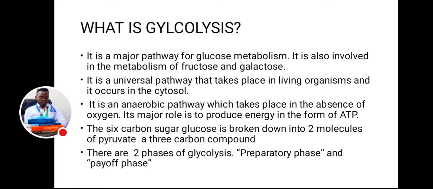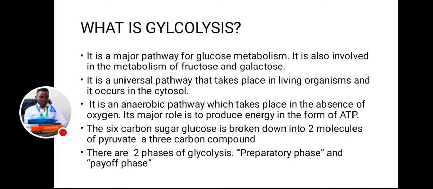Then the 6-carbon sugar glucose is broken down into 2 molecules of pyruvate, which are 3-carbon compounds. There are 2 major phases involved in glycolysis. The first one is called the preparatory phase, and the other name for the preparatory phase is the investment phase. And the second one is called the payoff phase.